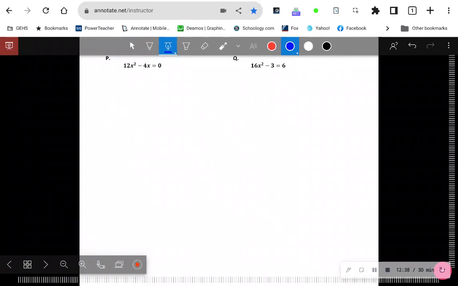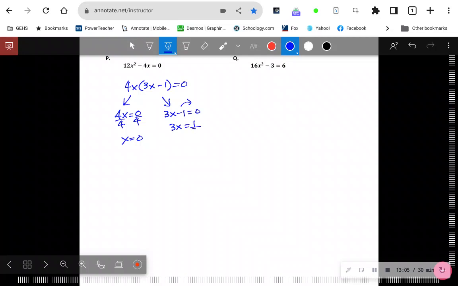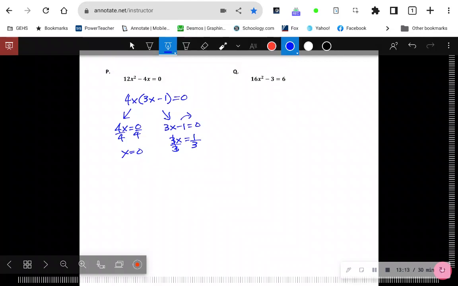Okay, here's another example, and we're going to do this one by factoring out a 4x. Setting the first one equal to 0, you can actually get an answer this time by dividing by 4. When you set this one equal to 0 and add 1 to both sides, you can finish by dividing by 3 on both sides, and you get 2 answers, 0 and 1/3.